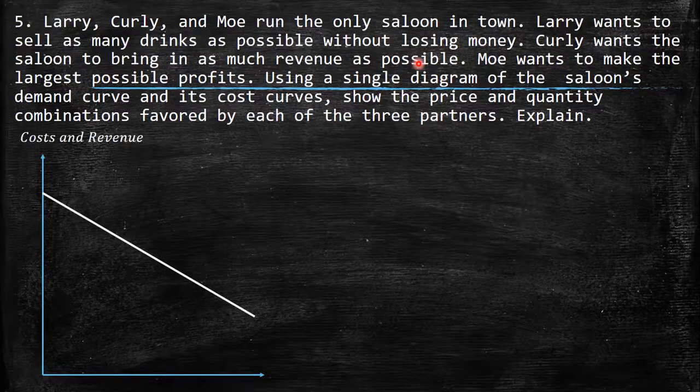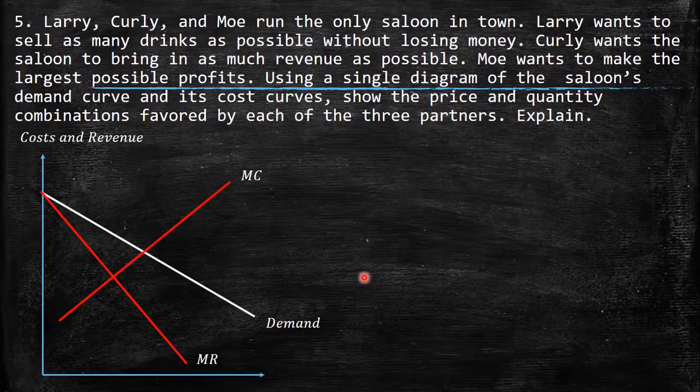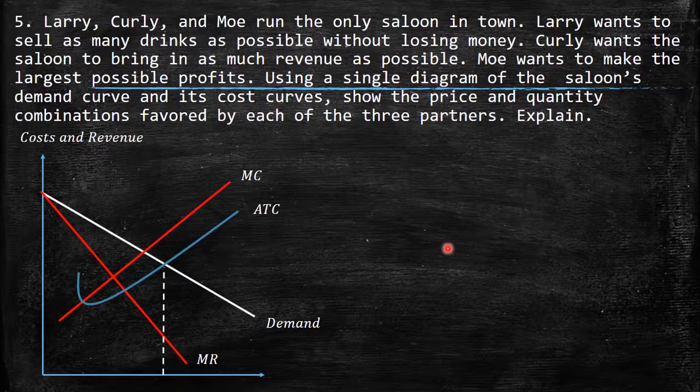So here we have the cost and revenue, and here we have the demand, and here we have the marginal revenue, which as we saw previously, starts from the same point but goes downward, and the slope is higher. Here we have the marginal cost, which at the end of the day represents the supply curve, and here we have the average total cost that we saw in the previous video. It is cut exactly at its minimum point by the marginal cost. Then the first situation is the case of Larry, who wants to sell as many drinks as possible without losing money.